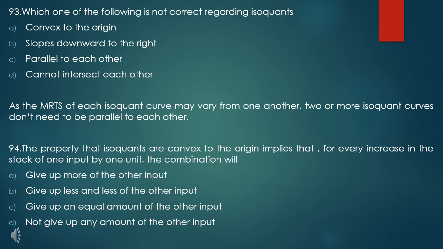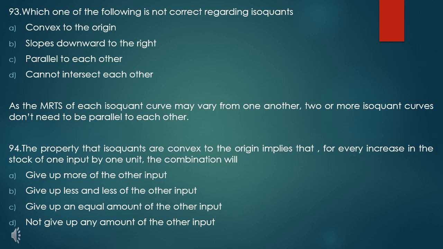Question number 93. Which one of the following is not correct regarding isoquants? Convex to the origin, slopes downward to the right, parallel to each other, cannot intersect each other. As the MRTS of each isoquant curve may vary from one another, two or more isoquant curves need not be parallel to each other.